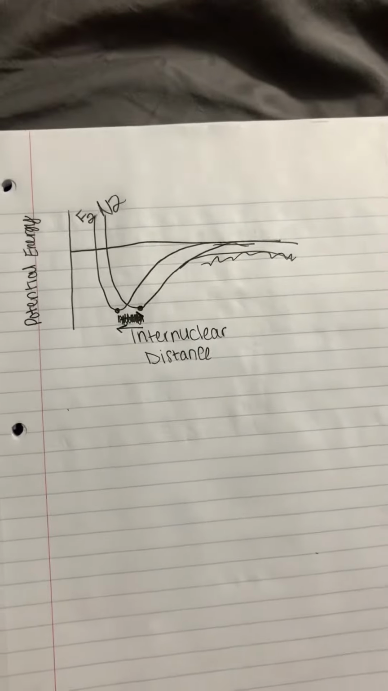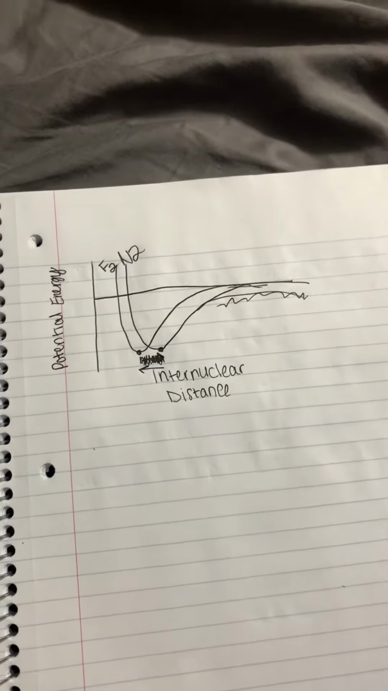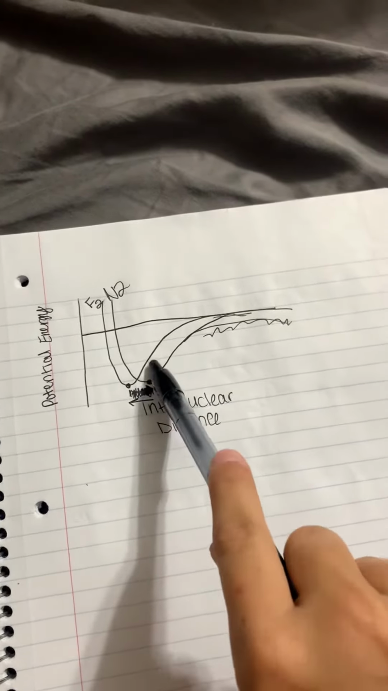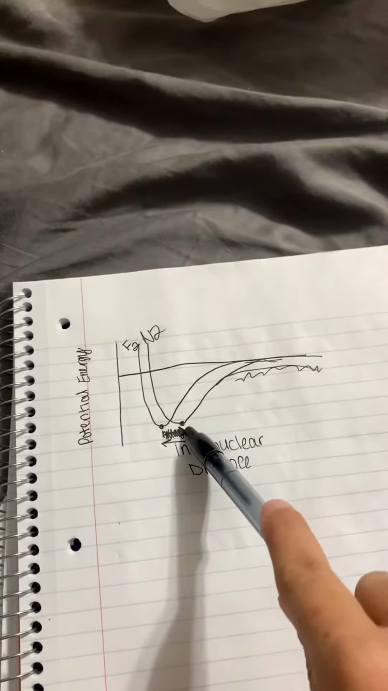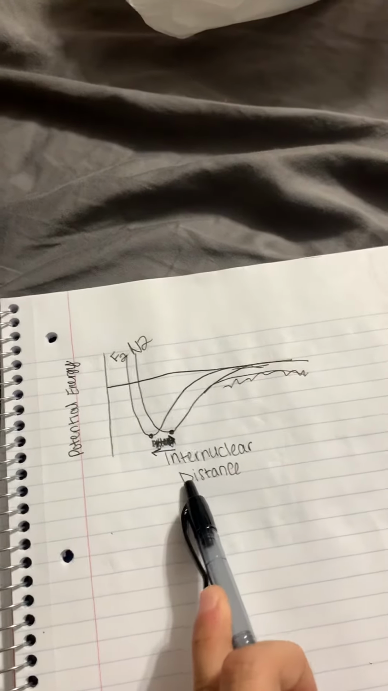Okay, so this is the graph that I made, and I have N2 and F2. I don't really know how they want us to write it. It just sort of said F2, so I kind of had to just assume that this is going to be an N2. And then I put the N2 curve, and this point right here is going to represent the internuclear distance because it's on the lowest point of the x-axis.